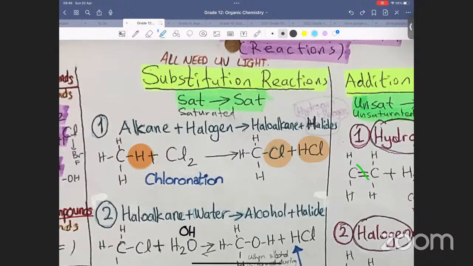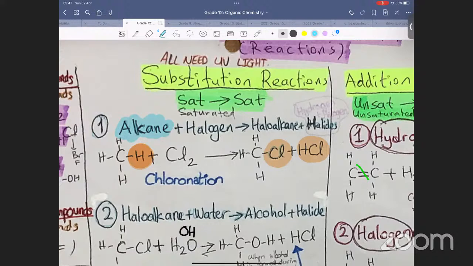Our first substitution reaction is an alkane plus a halogen, which gives us a haloalkane plus a halide. Substitution is like in soccer when they make a substitution: you take one guy out and put one guy in. We have an alkane, whether butane, hexane, or whatever, and you add it to a halogen. That halogen replaces one of the hydrogens in the alkane.